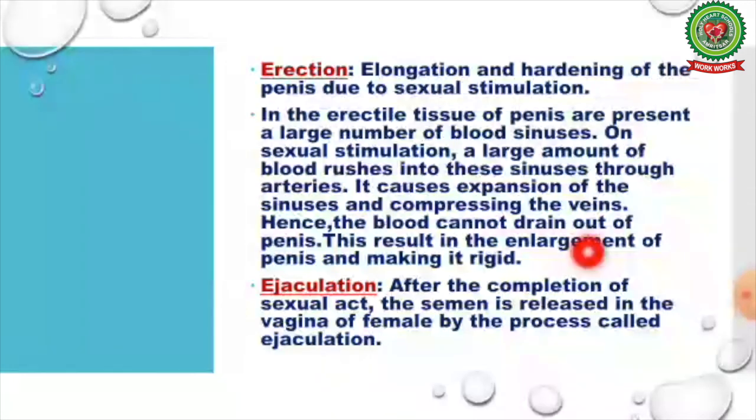Now, here are two important terms. One is erection and the second is ejaculation. First one, erection: elongation and hardening of the penis due to sexual stimulation. In the erectile tissue of penis are present a large number of blood sinuses.